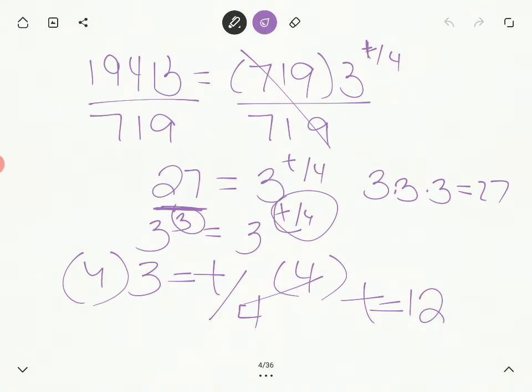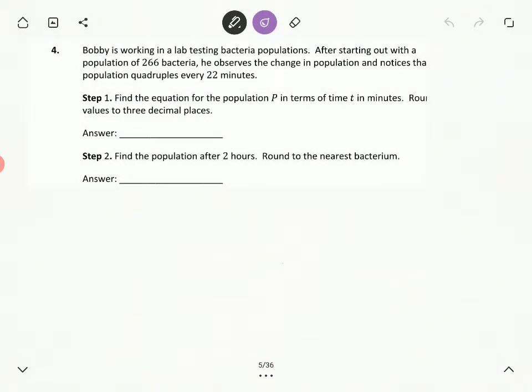For example number 4, Bobby is working in a lab testing bacteria populations. After starting out with a population of 266 bacteria, he observes the change in population and notices that the population quadruples every 22 minutes. Step 1: find the equation for the population P in terms of time t in minutes. Round values to 3 decimals.